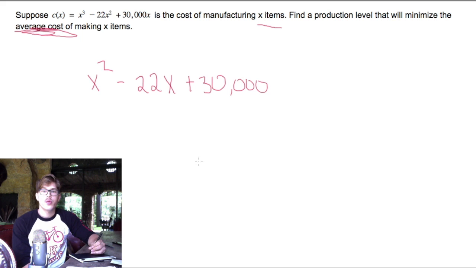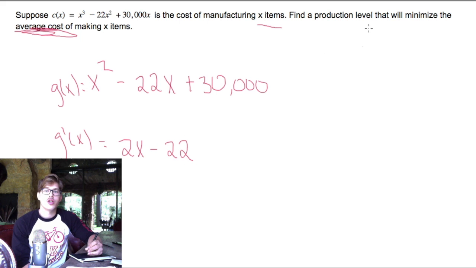And now we can take the derivative of this. Let's say this is our g of x. The derivative of this is just going to be 2x minus 22. And now to find the production level that will minimize the average cost, we'll just set this equal to 0.